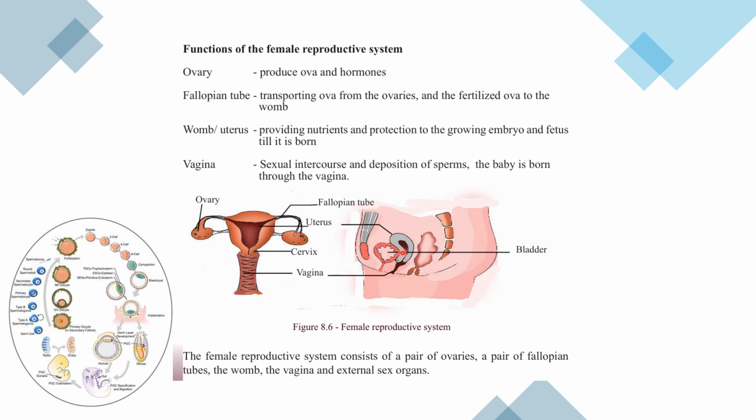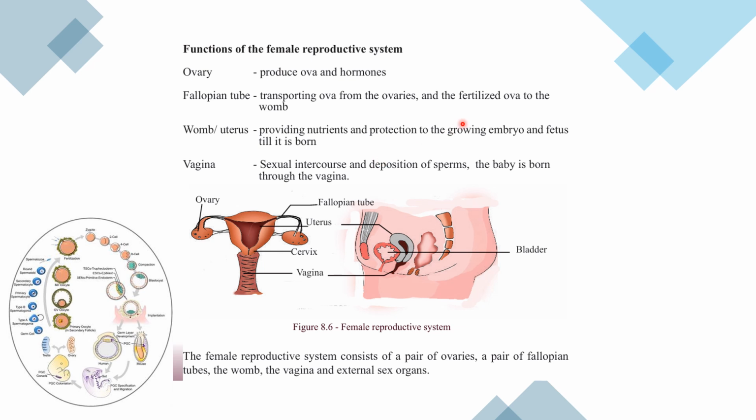And if we talk about the functions of the female reproductive system, the ovary is there to produce ova, or else the eggs, and the female hormones. And then the fallopian tube transports ova produced in the ovary to the uterus or the womb. And also when fertilization happens, the fertilized ova is also transported to the womb through the fallopian tubes.